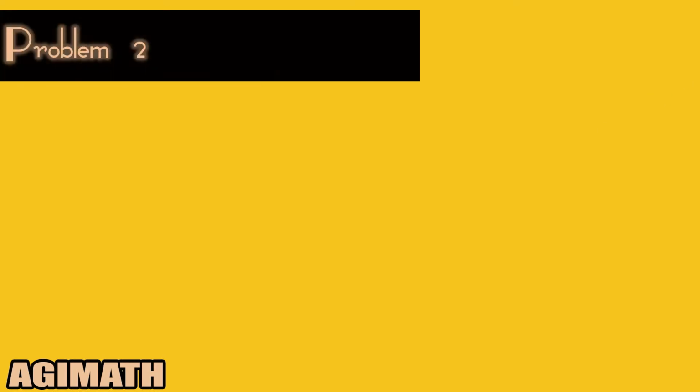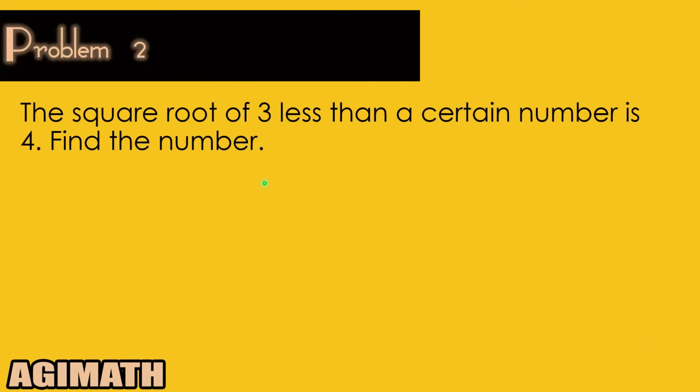Problem number 2. The square root of 3 less than a certain number is 4. Find the number. This is one of the most common problems when we say we're solving problems involving radicals. The square root of 3 less than a certain number is 4. Find the number. You cannot solve this problem if you are not going to start.